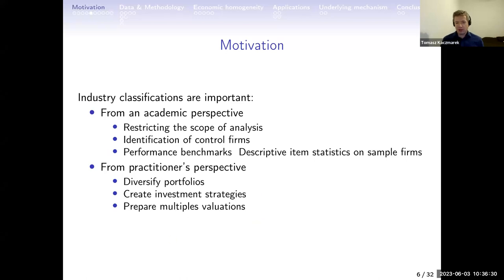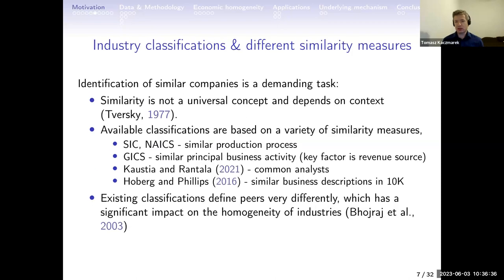And although they are so important, in fact, it is not easy to say which industry classification is the best, because we have quite a few to choose from. And the problem is that identification of similar companies is a demanding task. Similarity is not a universal concept and depends on the context. And according to the Tversky feature theory of similarity, the relative weighting of a feature varies with the stimulus, context, and the task. So there is no unique answer to the question of how similar one object is to another.